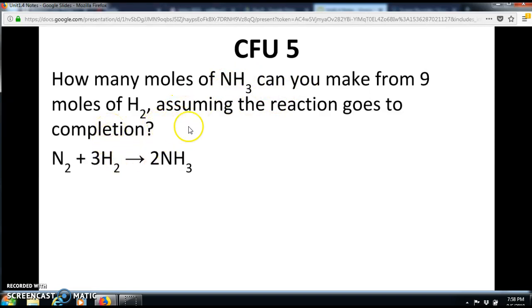And this is the balanced chemical equation. This is not a mole map problem necessarily. You don't need to use a mole map here. You're just going to use your understanding of ratios to go from, if you're given 9 moles of H2, how many moles of NH3 you can make. Pause the video, and when you press play again, the answer will be revealed.